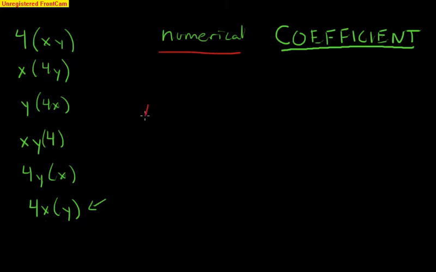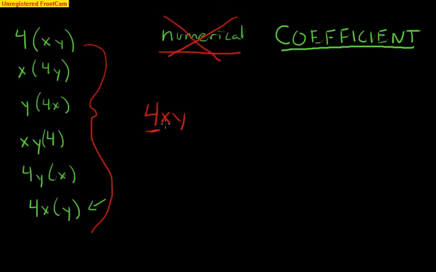So the way that we would usually write all of these is 4xy, with 4 being the coefficient. We don't even really say it's the numerical coefficient, although it is, because it's a number, not a variable or an unknown like x and y. We would call this just the coefficient. 4 is the coefficient, and what it does is it tells us how many xy's we have.